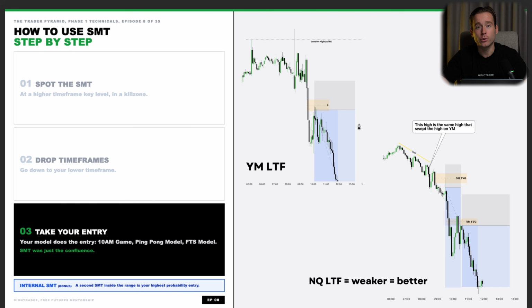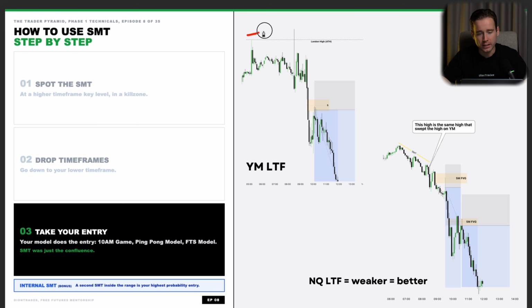You can do the 10 a.m. game, you can do the ping pong model, you can use the FTS model. All these models can be found here in this channel in the entry model playlist, and they will also come back inside this mentorship. And SMT was just the confluence, not the entry model, but was the starting point, like, hey, we might reverse from here. And we did.